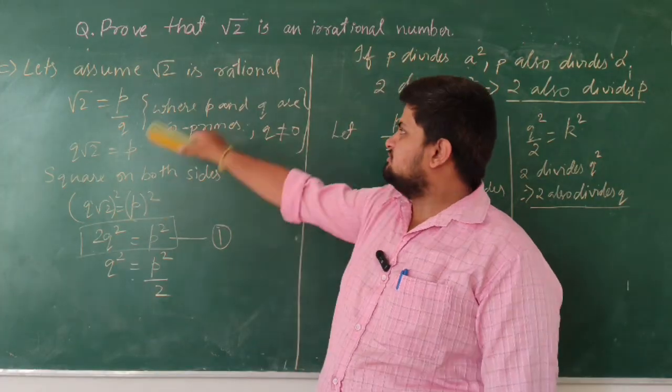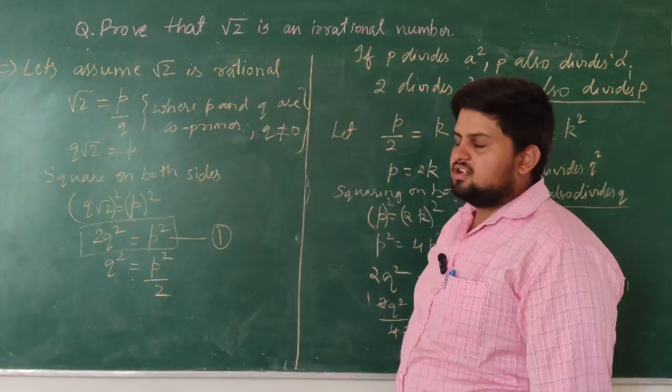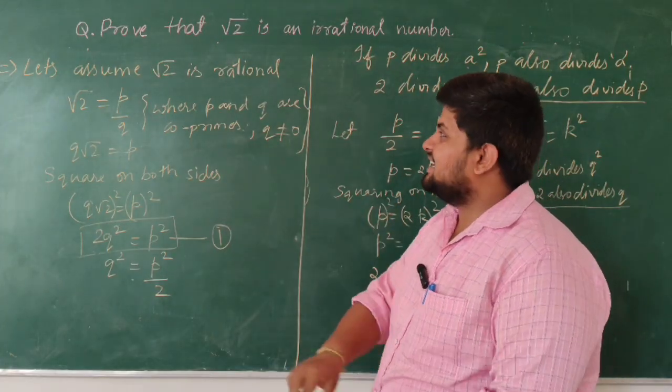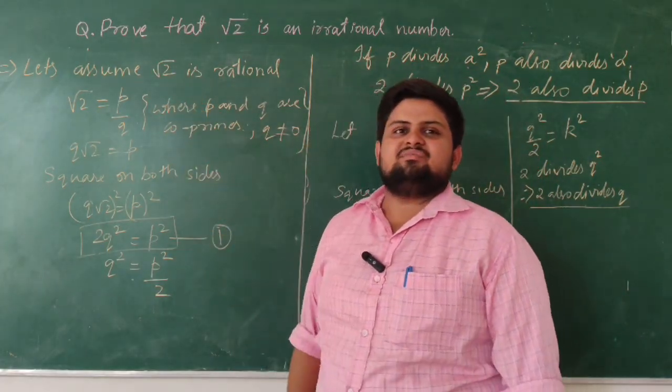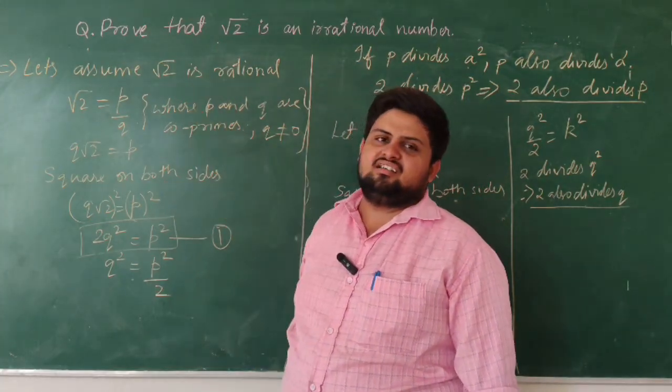That means there is some mistake with our proof, with what we did here. The mistake is our assumption. What we assumed is wrong.